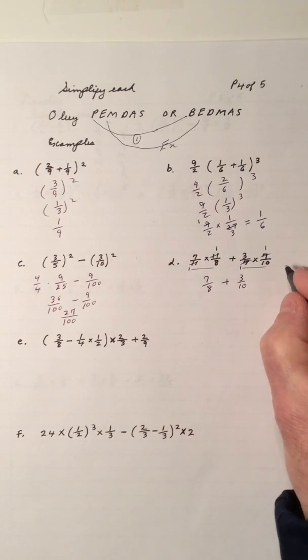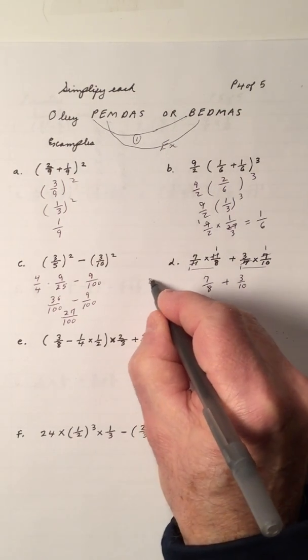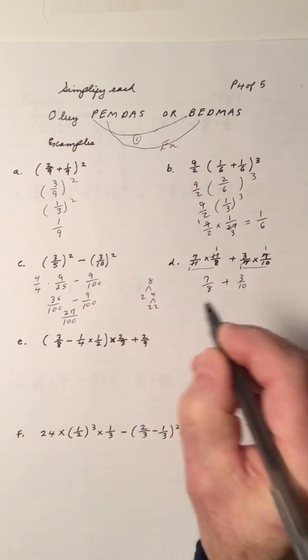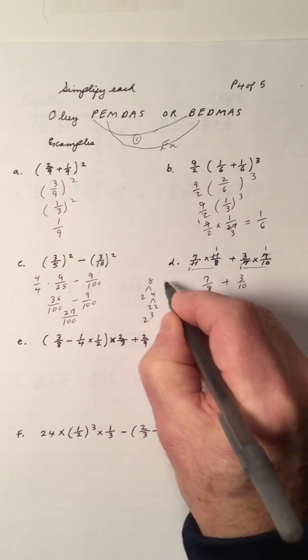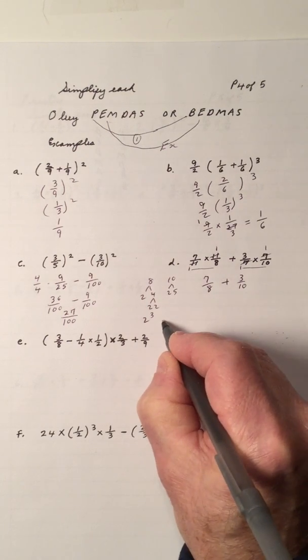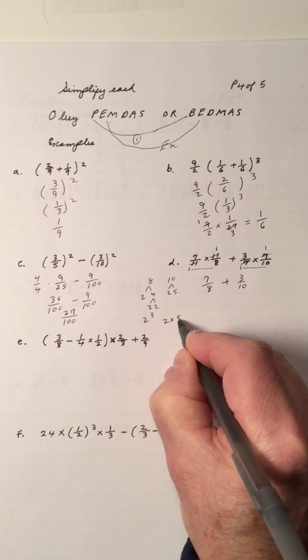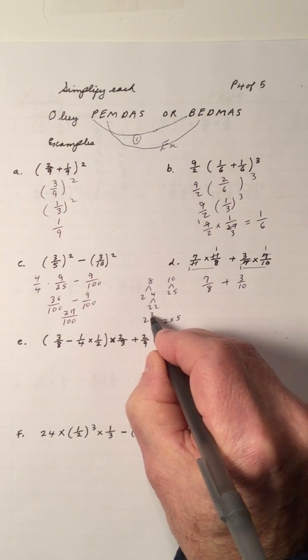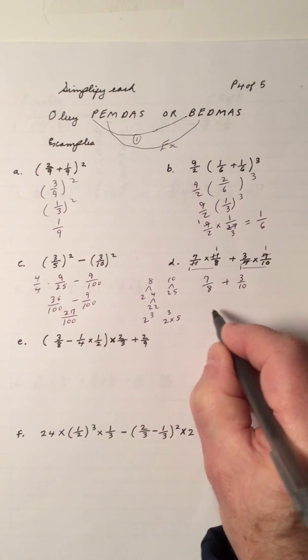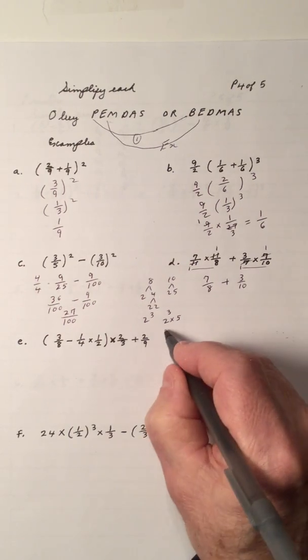Common denominator for 8 and 10. Let's see what 8 and 10 will give me. 8 is 2 times 4, 4 is 2 and 2. So 8 is 2 cubed. 10 is a 2 times a 5. So I have a 2 and a 5. And I have to take the highest power of 2, which is 3. So that's 8 times 5, 40. 40 is my LCD.